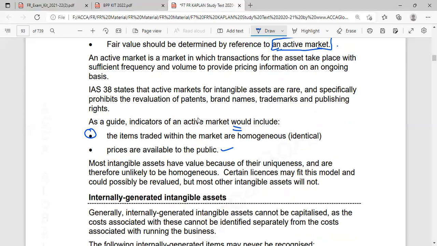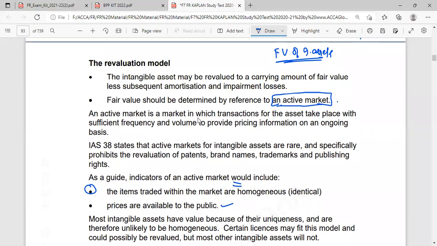So in case of the revaluation model, what happens here? The carrying amount is compared with the fair value of the intangible asset. We show the intangible asset at fair value. Any difference that arises is transferred to the profit and loss statement.